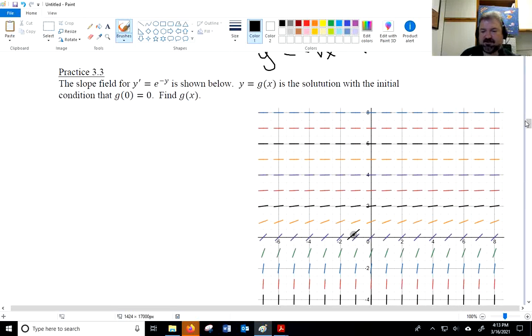All right, one more problem here. I got a slope field to consider. And I want you to find the solution with the initial condition that g of 0 equals 0. That would probably look something like this, right? So see if you can't figure that out.